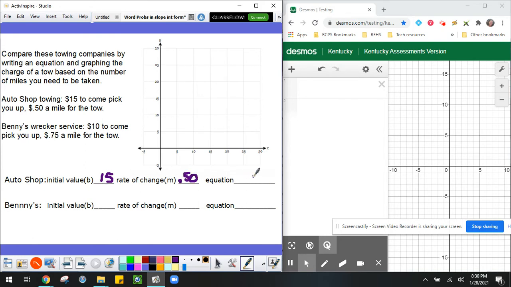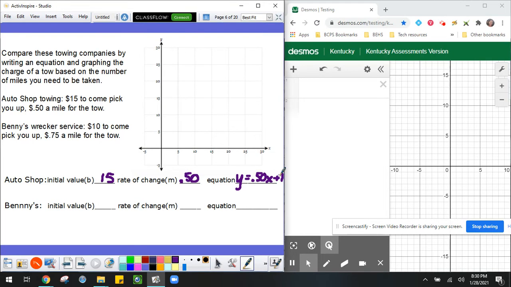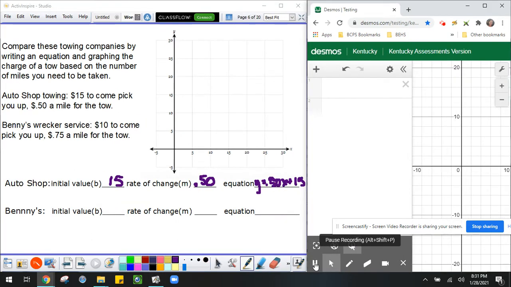I'm going to go ahead and put the equation for that. y equals mx plus b. So m is 0.50. You may also just put 0.5. 0.50x plus 15. Oh, I've made it to the middle of my screen. Okay, so I got that to fit in. That is squished up: 0.50x plus 15.